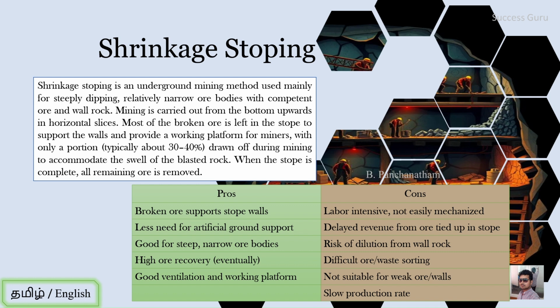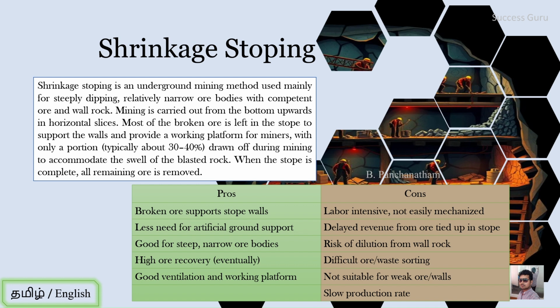Good for steep, narrow ore bodies. As mentioned earlier, the ore body is narrow and steeply dipping, so this method is more suitable. And then high recovery, as mentioned, not at the initial stage; only at the final stage can you remove a lot. At the initial stage the recovery rate will be somewhere near 30 to 40 percent. And good ventilation and working platform. We are moving in an inclined formation, so ventilation is not a big problem here. In a horizontal formation there is more of a problem, but here ventilation is not a big deal. It is good ventilation and working platform.